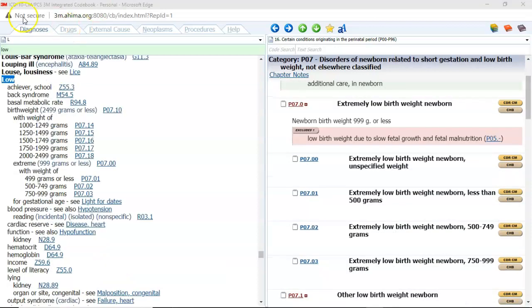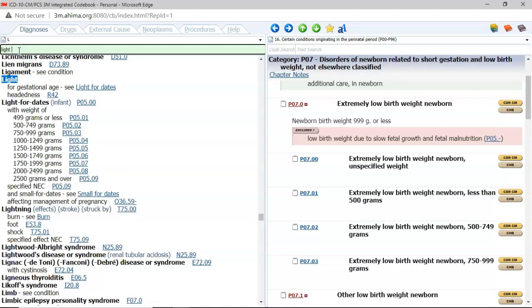Now in the index, if I go to low, I'm going to find birth weight. Under that, I'll find extreme. And you can see that these take you to the codes in category P07. But I also want to show you that light for dates, you go to light for dates in the index, and then it takes you to those codes in category P05.